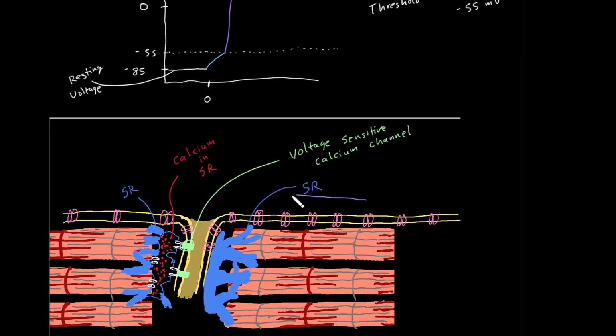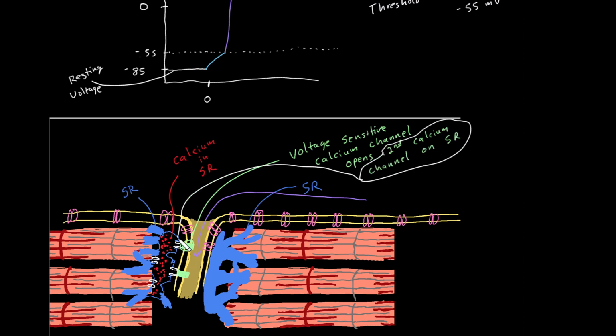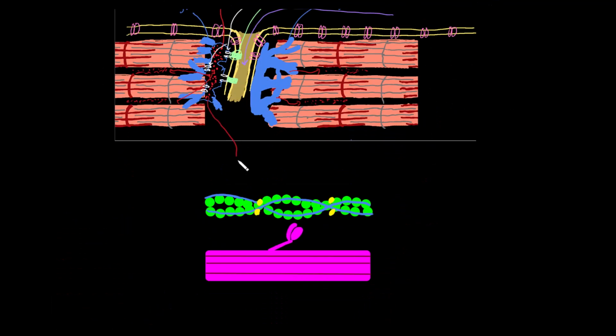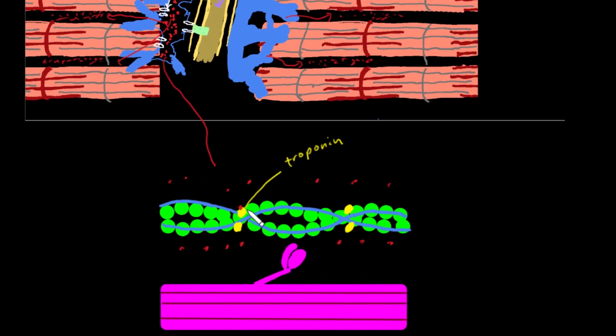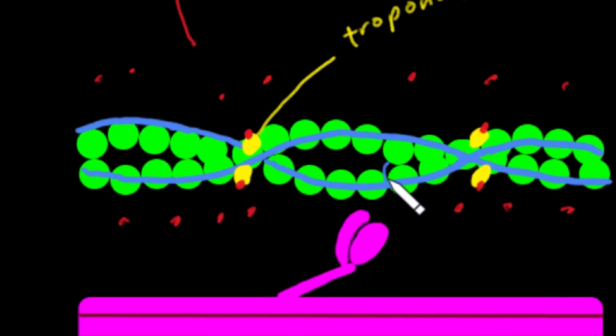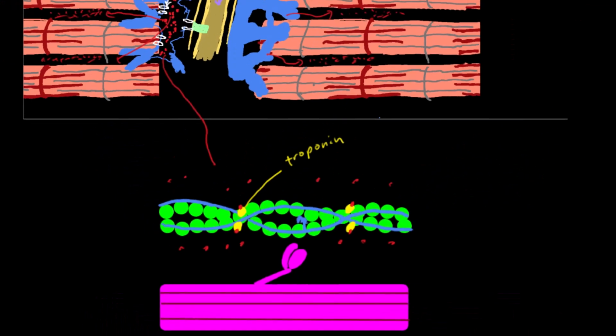As the action potential travels down the T-tubule, it causes a change in shape in this voltage-sensitive protein. That causes calcium to be released from the SR. The calcium floods the sarcoplasm surrounding the myofilaments and binds to a thin filament protein called troponin. Calcium binding to troponin causes the myosin binding sites on the thin filament to be exposed.